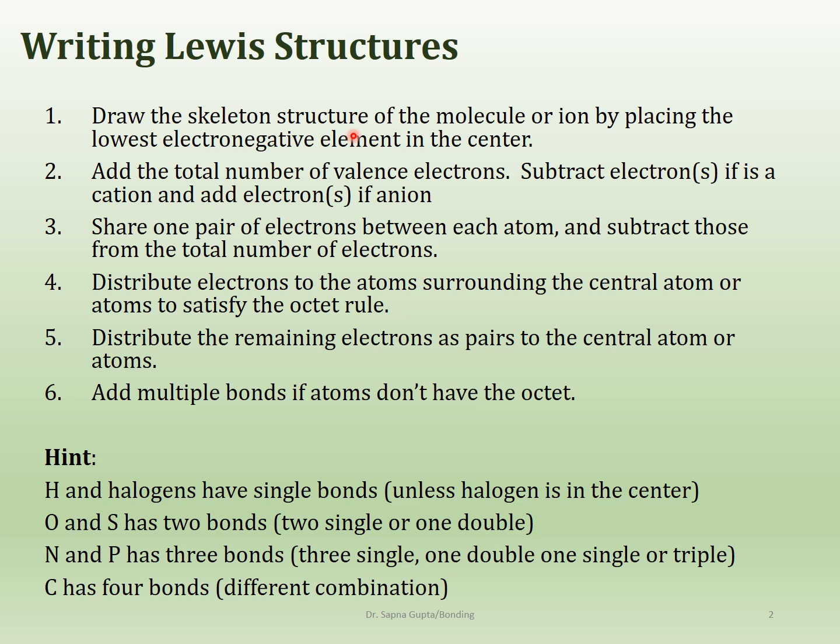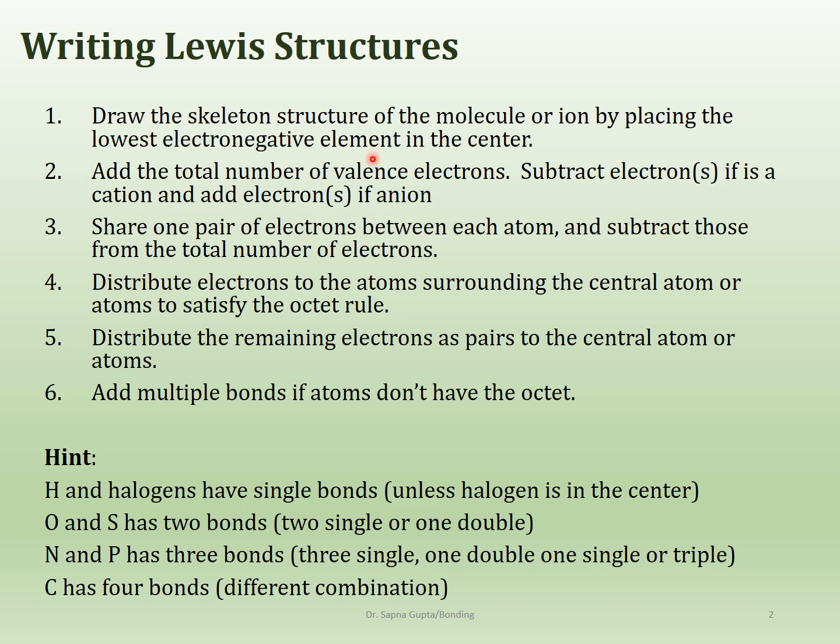So anyway, draw the skeletal structure of the molecule by placing the lowest electronegative element in the center. The lowest electronegative element is of course coming from the periodic table. You can look at the periodic table for this. It is also the one that is on the left hand side. Okay, so remember, this is not for metals and non-metals. This is only for non-metals. Okay, that's where the sharing is going on.